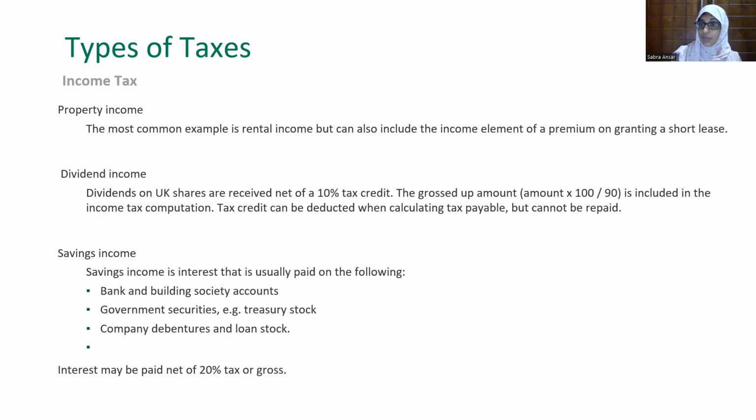Now, moving on, we will be talking about savings income. What is savings income? Savings income will include things such as bank or building society accounts. It could be government securities, such as treasury stocks and so on and so forth, and also company debentures or loan stocks. All of these savings that a person gets would be considered as savings income.